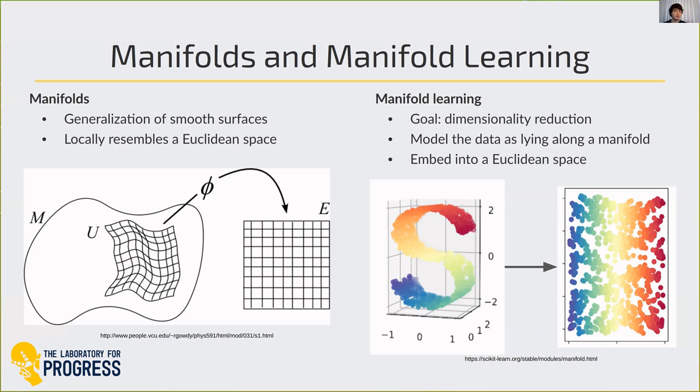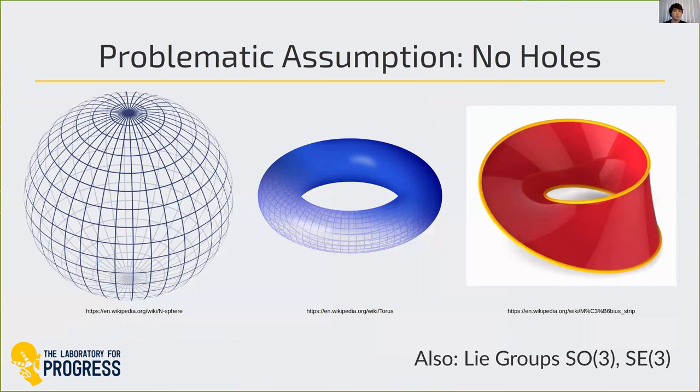A problematic assumption behind manifold learning is that it assumes the manifold can be flattened in one piece. But this isn't true for all manifolds. Counterexamples include the sphere, torus, and Mobius strip, which are shown here, as well as the Lie groups SO3 and SE3, both of which frequently appear in robotics.